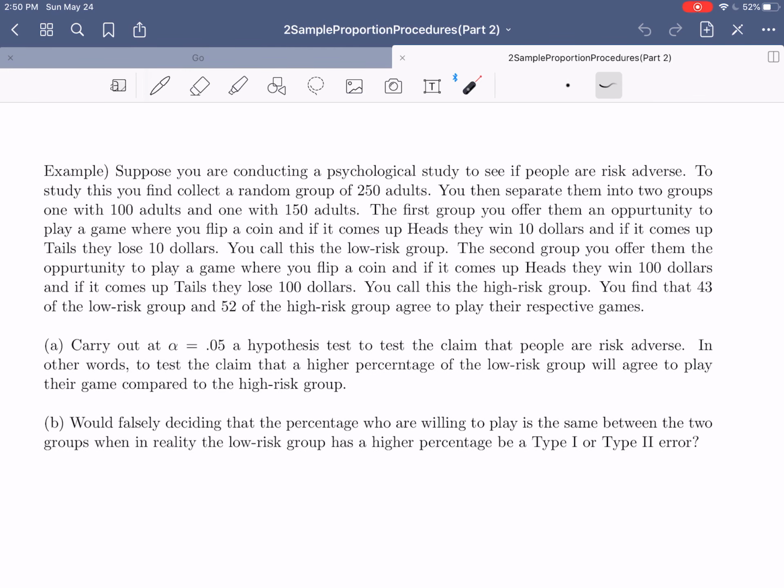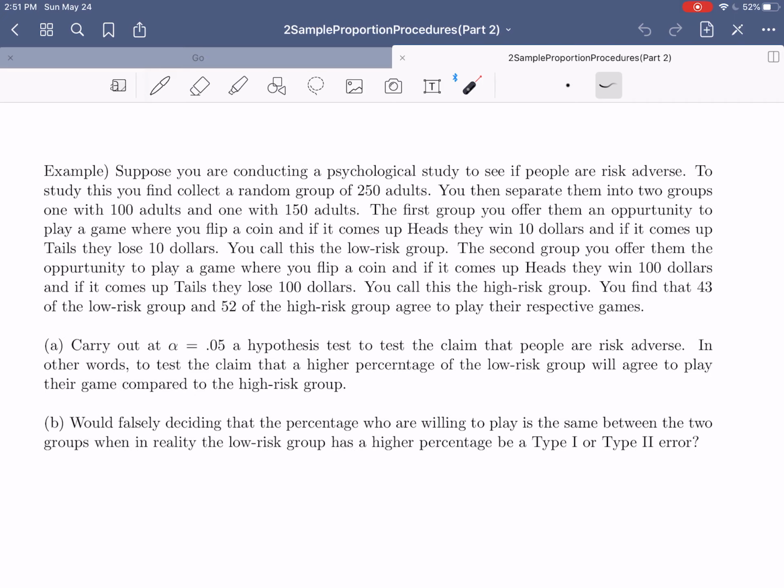Suppose that you are conducting a psychological study to see if people are risk averse. All we mean by risk averse is that they prefer to minimize the risk that they're exposed to. To study this, you collect a random group of 250 adults. You then separate your group into two groups, one with 100 adults and one with 150 adults. The first group, you offer them an opportunity to play a game where you flip a coin, and if it comes up heads, they win $10, and if it comes up tails, they lose $10.